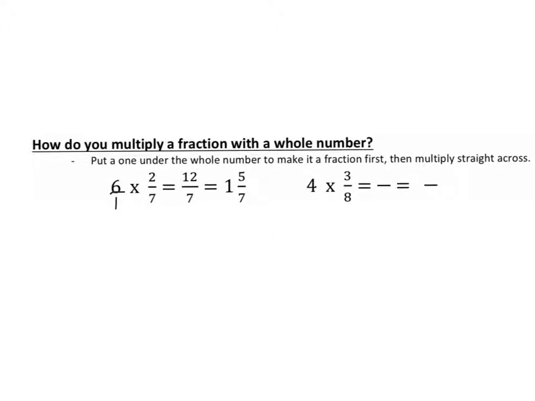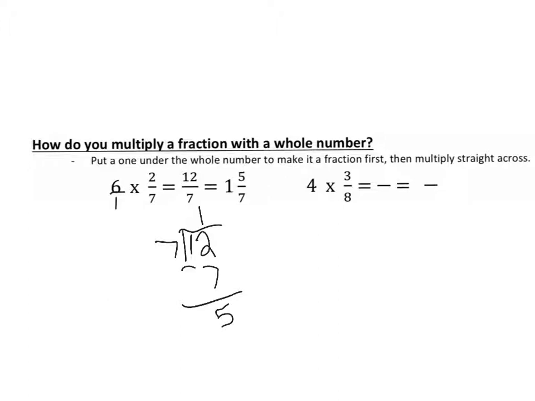Then we can reduce. How we reduce is we do top in, bottom out. 12 is the top, 7 is the bottom. 7 goes into 12 one time. 12 minus 7 gives us 5.